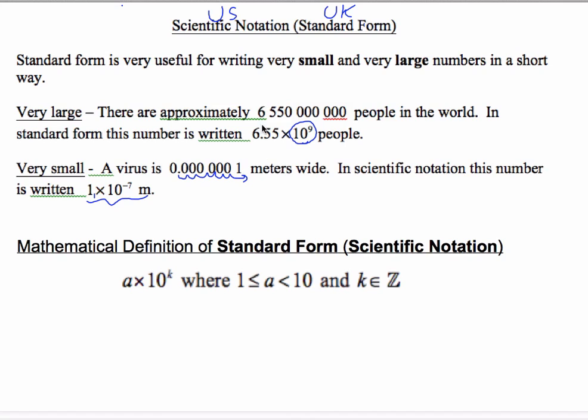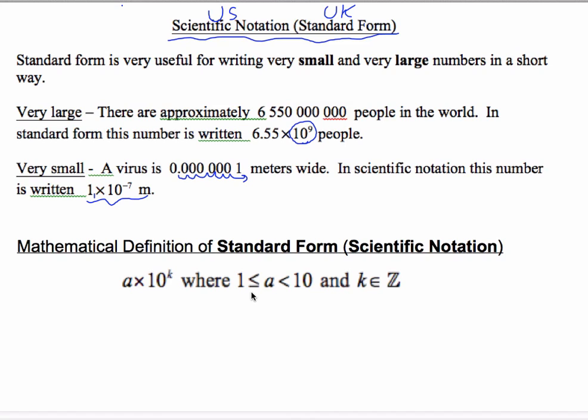It's a little bit confusing that in some regions it's called scientific notation and sometimes it's called standard notation. That's why we have a mathematical definition. We mathematicians will talk about this form as a number in the form a times 10 to the power of k, where a is greater than or equal to 1 and less than 10, and k is an integer. This is the formal mathematical definition of standard form.